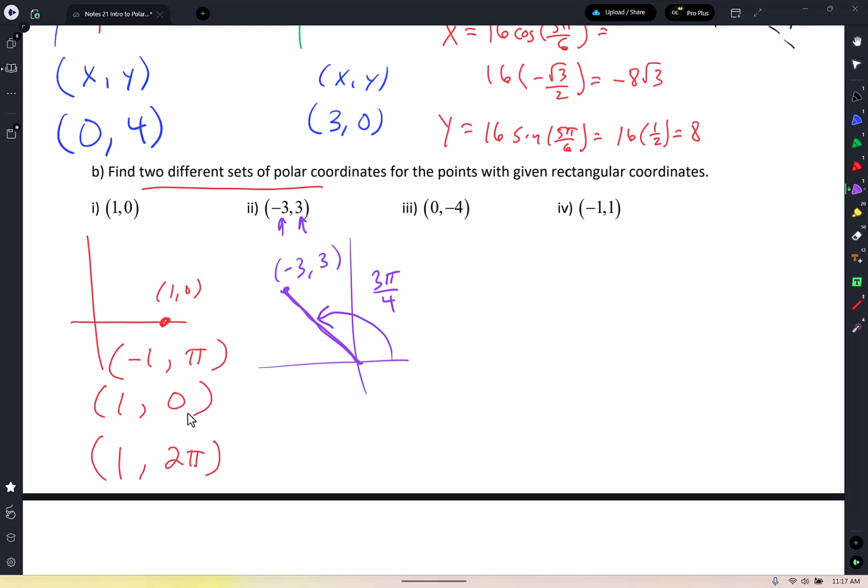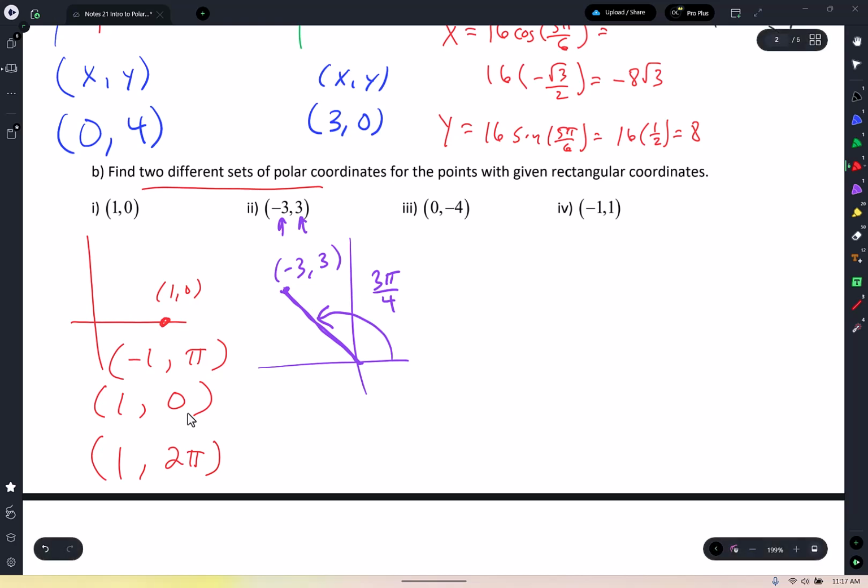All right, look at letter C, or the Roman numeral 3 here. 0, negative 4. So here's my point. We're just gonna find the folder. Oh, I never found the polar? Dang. Okay. Polar coordinates.